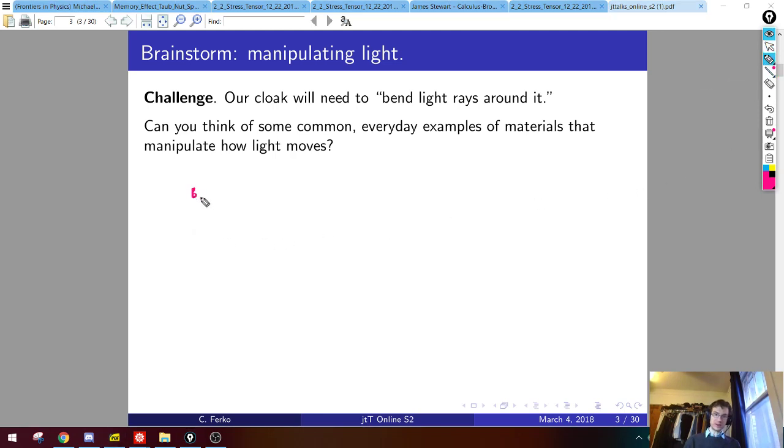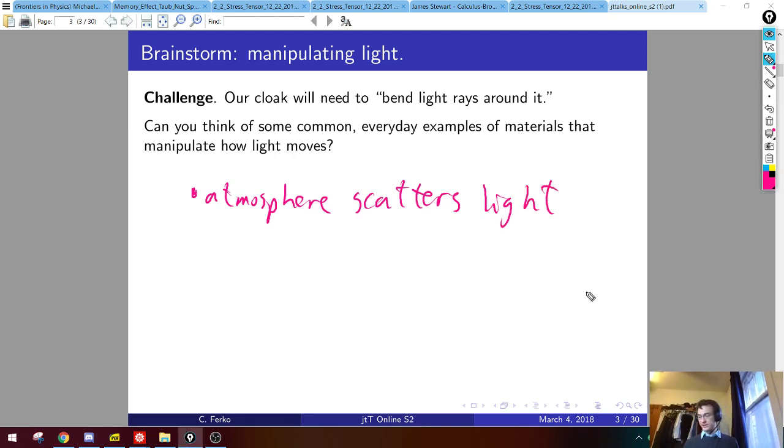Yeah, so good. So basically the atmosphere scatters light. This is why sunsets look nice, right? This is why the sky is blue. This is why at sunset, because of diffraction of the light through the atmosphere, the sunset looks red, and so forth. Good, very nice example. Other examples?